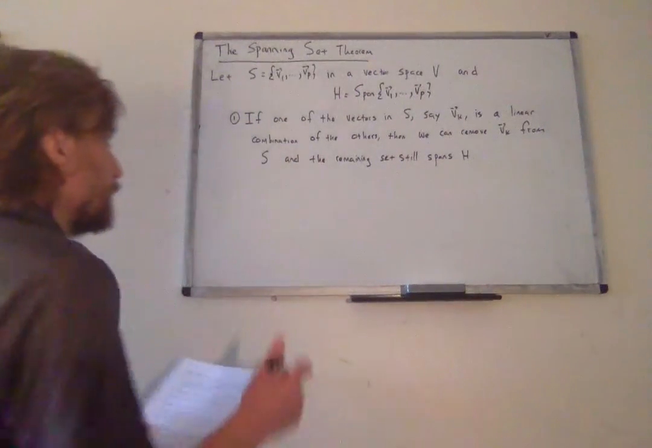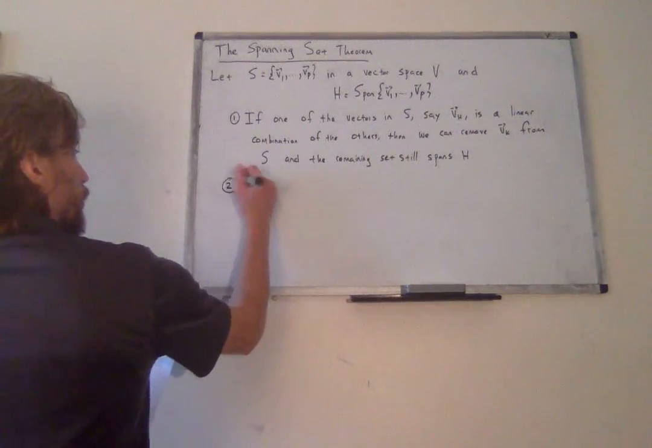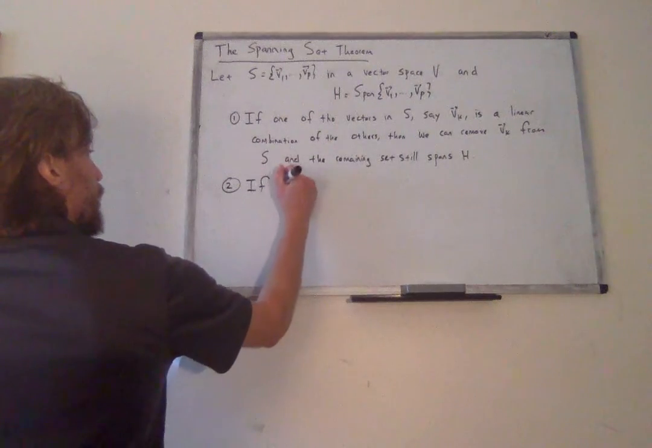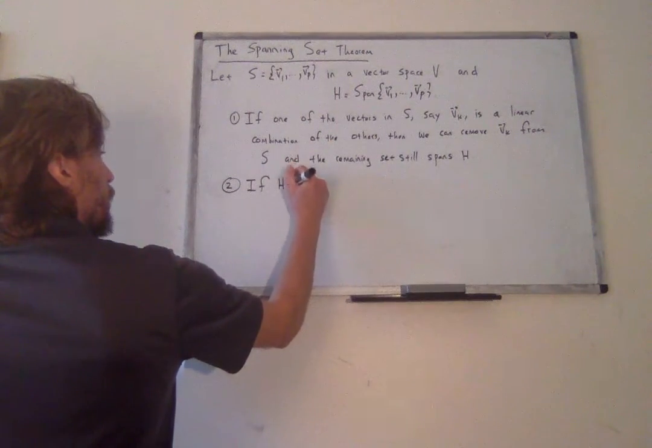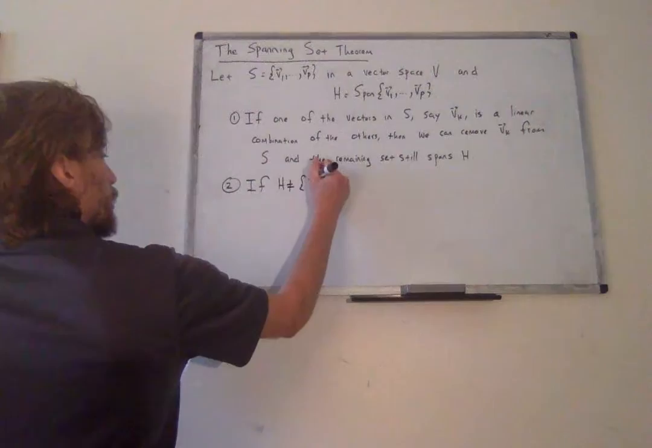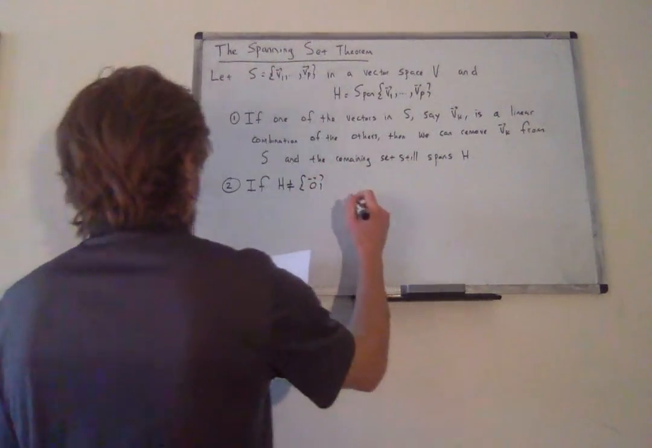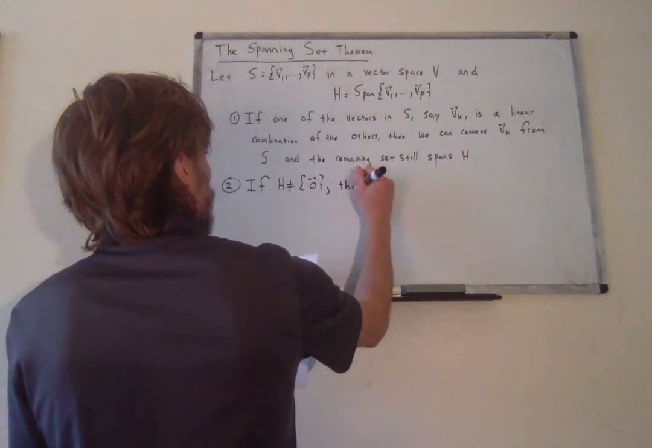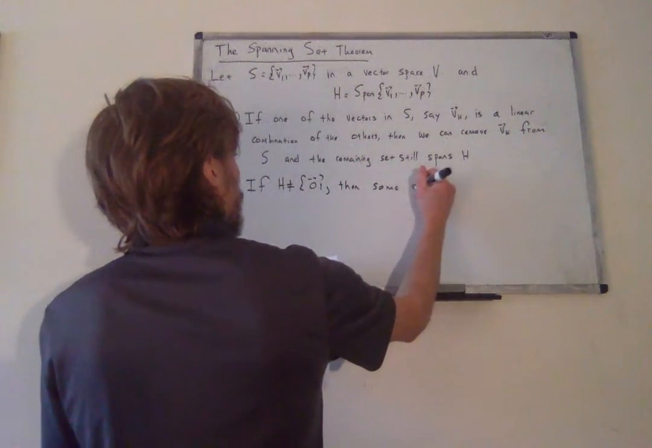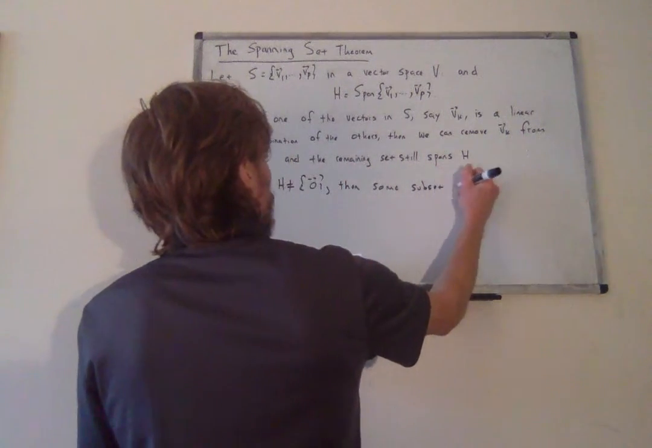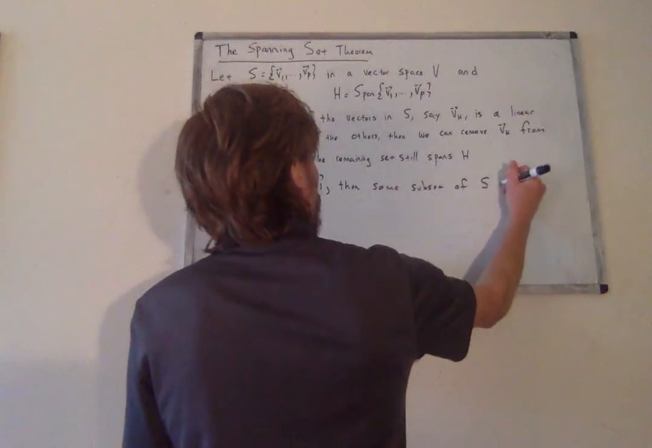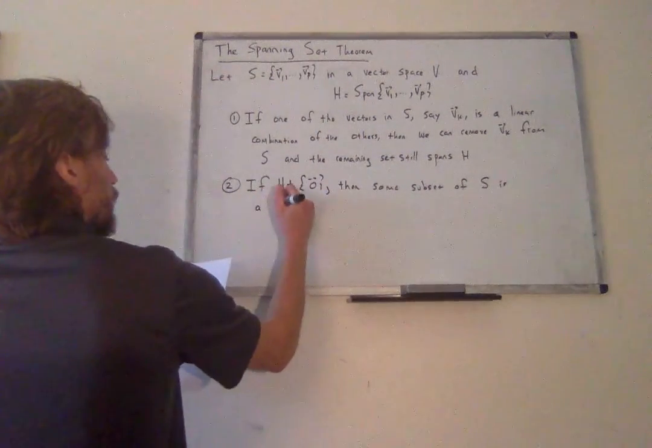Two, if H is not the 0 subspace, so the subspace only containing the 0 vector, then some subset of S is a basis for H.